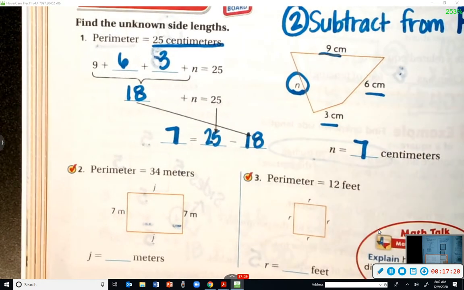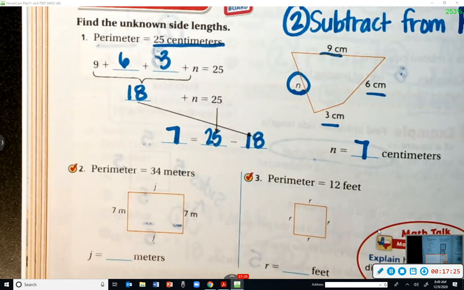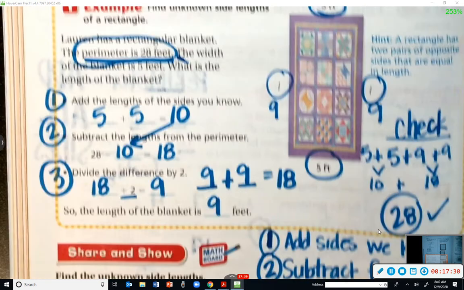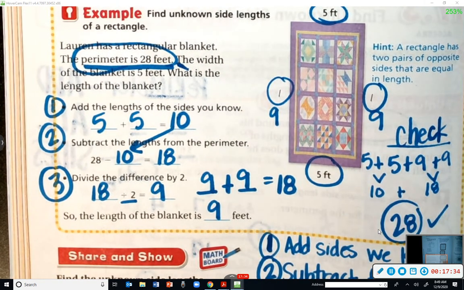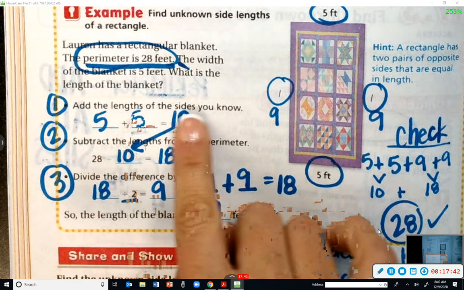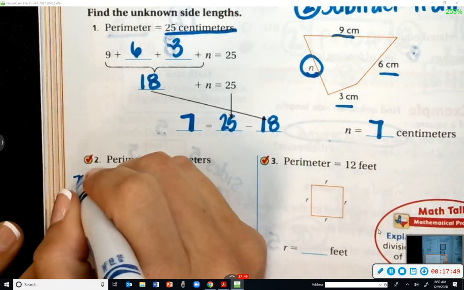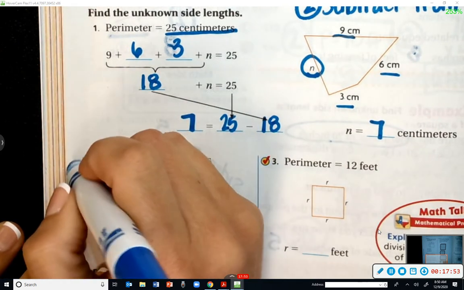Okay, let's check. 34 was the perimeter for a rectangle. So we're going to look at the steps for this example. What did we do first on this blanket? Bryson? We added 5 plus 5. Good. We add the lengths of the sides you know. So we're going to add the 7 plus 7 first. That should have been your first step.